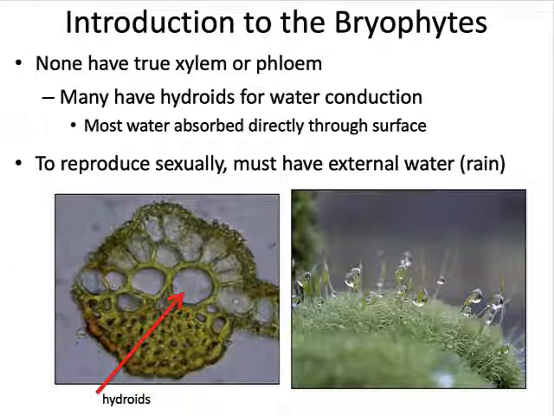Now, none of the bryophytes have true xylem or phloem, but many do have hydroids for water conduction. Therefore, most of the water is absorbed directly through the surface. And as I mentioned previously, to reproduce sexually, all of the bryophytes must have rainwater or another source of external water to splash the sperm to the egg.